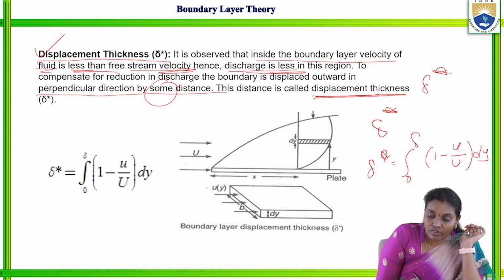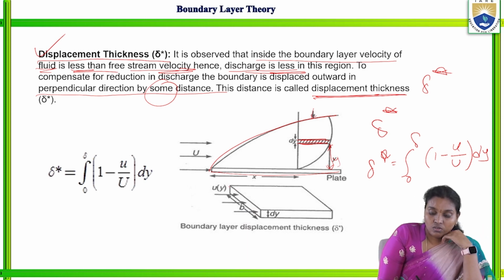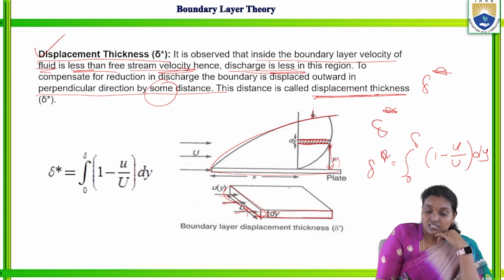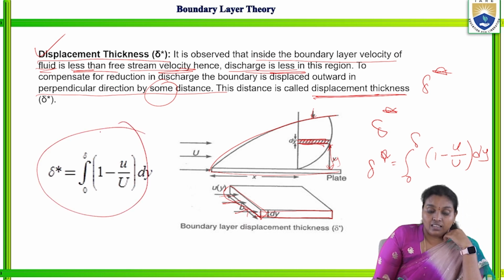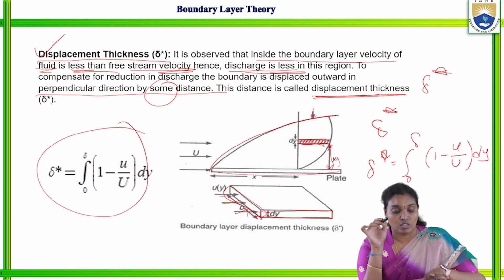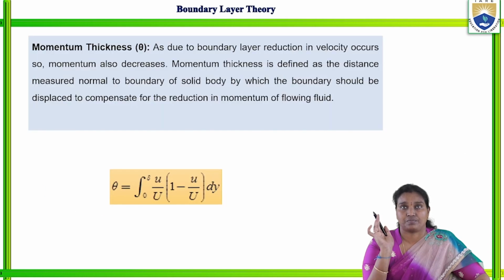Here we are going to understand: this is the boundary layer, this is the free stream velocity, and y is the distance along this direction. This is the width of the plate. Consider a small portion, this is the section. So this is the boundary layer thickness, from 0 to delta, (1 minus u by U) with respect to y. So this is the displacement thickness.